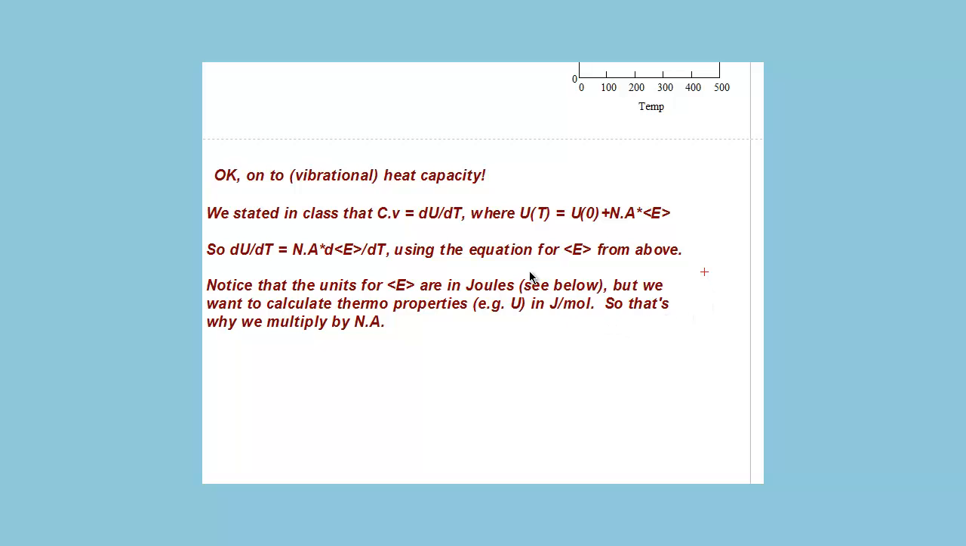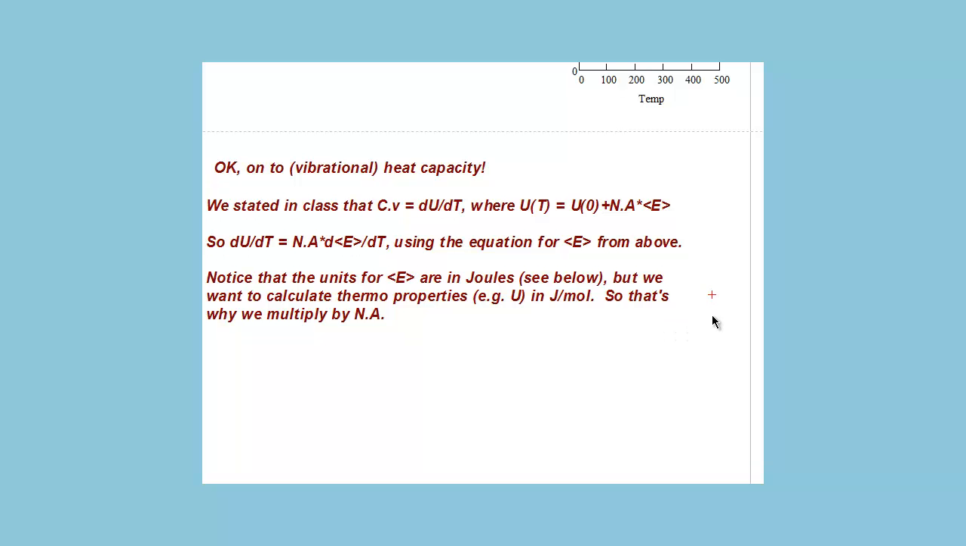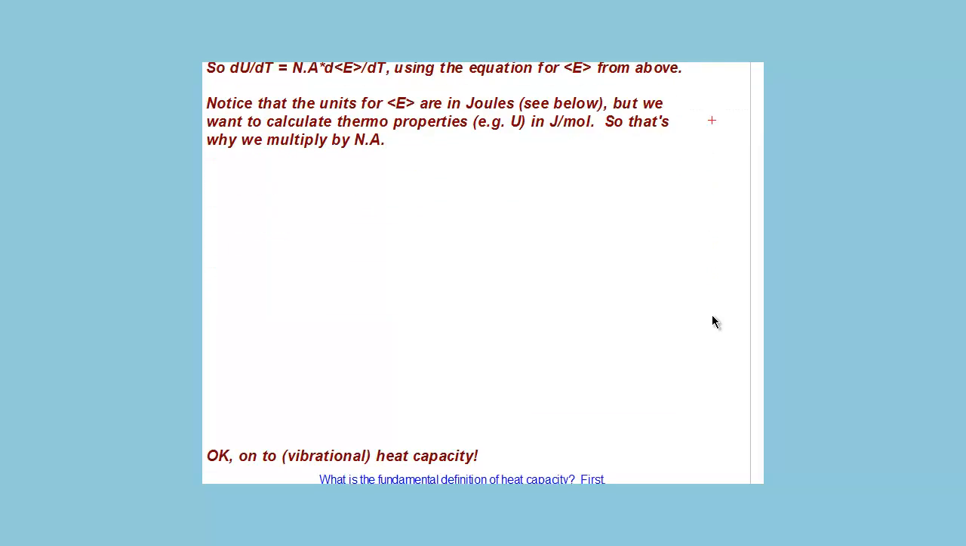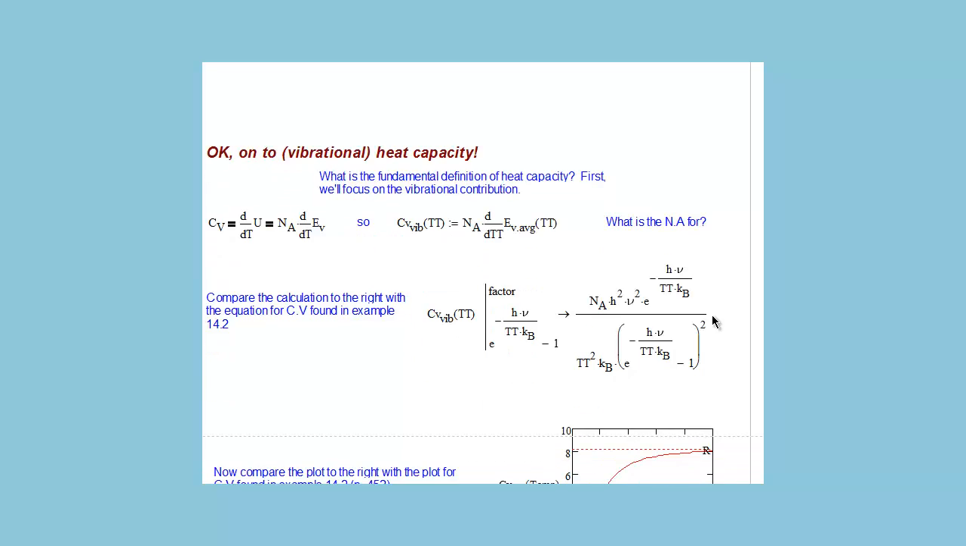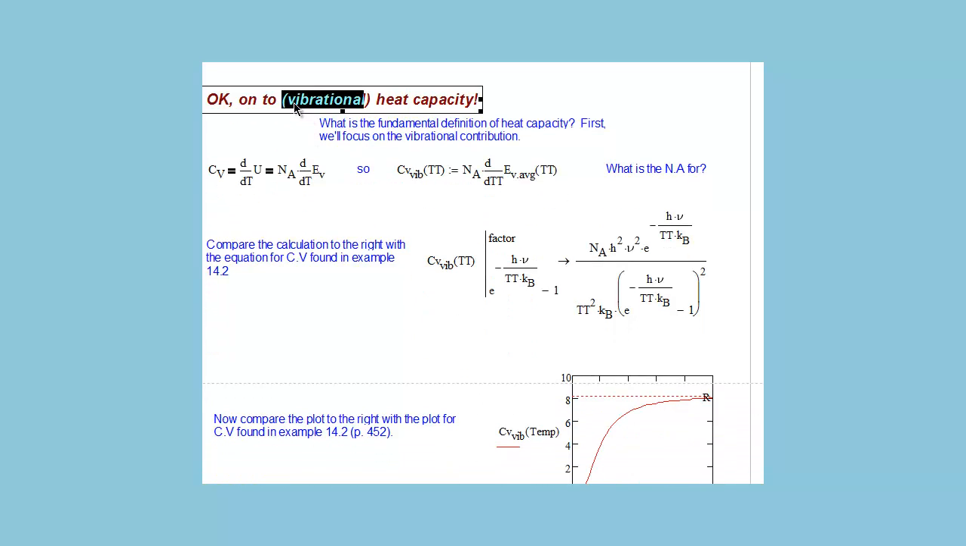One point that we want to make is that the calculations we've been doing above have been for single molecules. But when we're dealing with thermodynamic quantities such as internal energy, we're interested in looking at quantities in the joules per mole range. So essentially that's what Avogadro's constant is. It's multiplying our joules per molecule times Avogadro's constant so that we'll end up with joules per mole. So let's go down and actually calculate our heat capacity. And again, we're doing this for vibration.